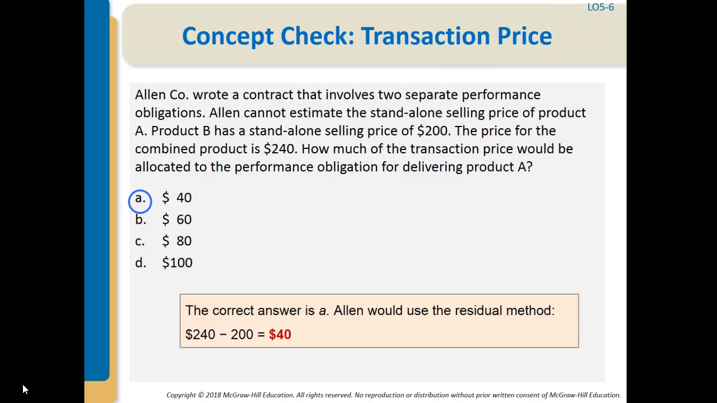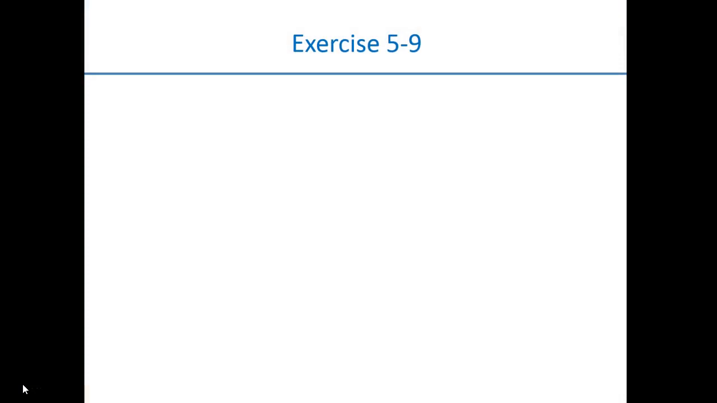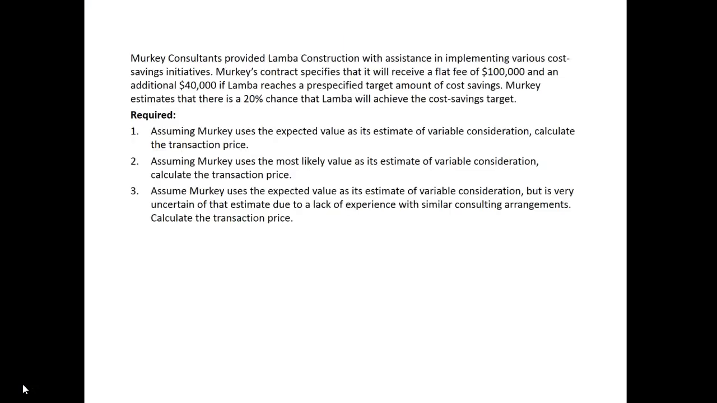Allen would use that residual method, the combined price minus the standalone selling price, to show the $40 would be the price allocated to the contract. Let's take a look now at exercise 5.9. Murky Consultants provided Lamba Construction with assistance in implementing various cost savings initiatives.